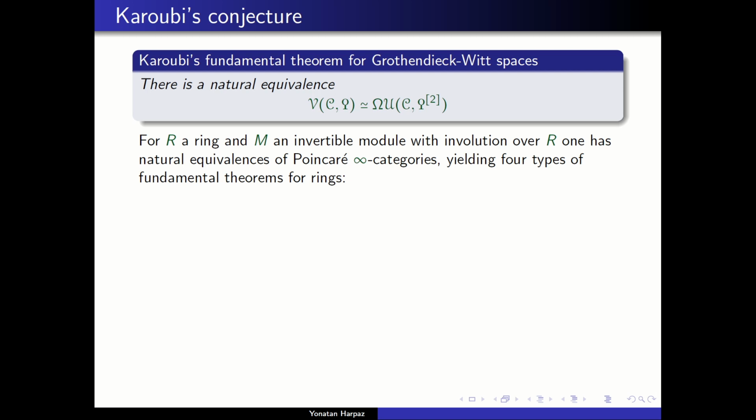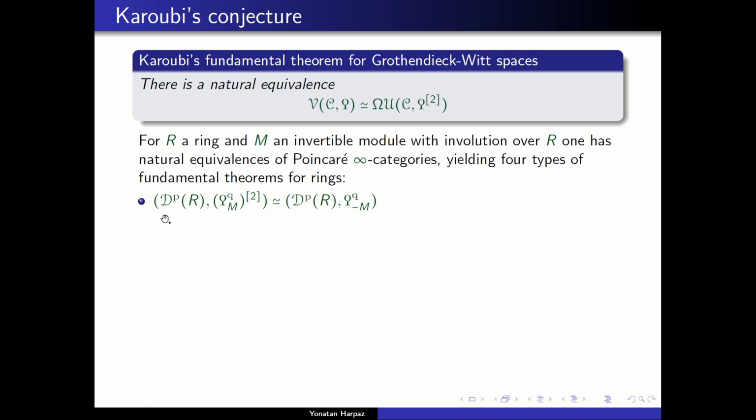And what can we deduce from this when we go back to the classical setting of forms over rings? So suppose that we have a ring R, and suppose that M is an invertible module with involution over R in the sense that we considered in the previous talk. In this case, there are several natural equivalences of Poincaré infinity categories. Each one gives its own fundamental theorem for rings.